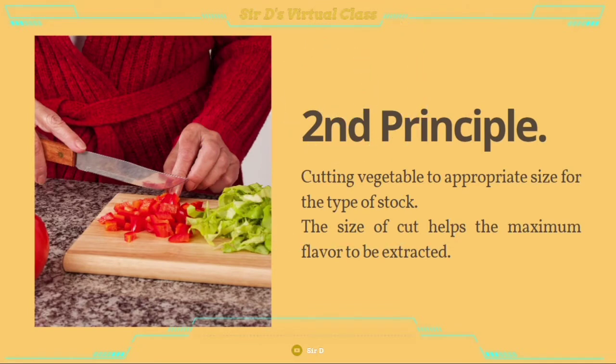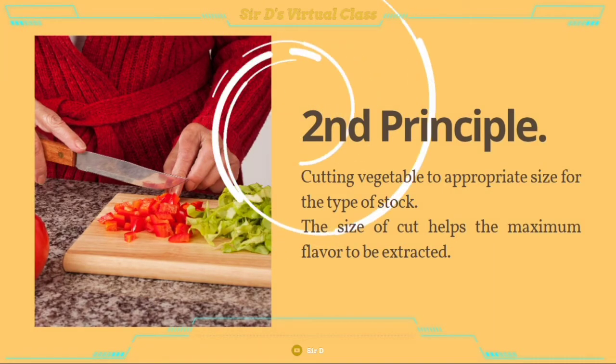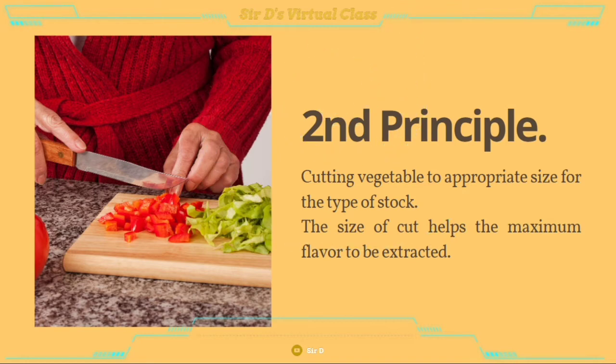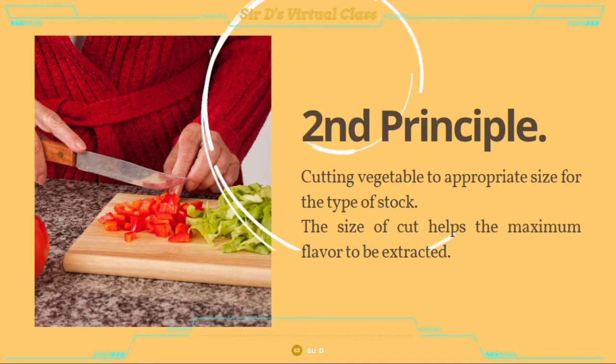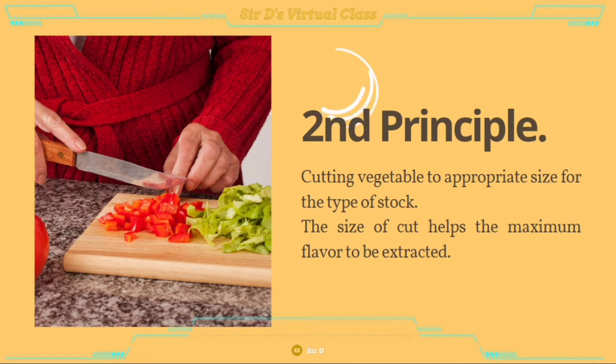Second principle, cutting vegetables to appropriate size for the type of stock. The size of cut helps the maximum flavor to be extracted. Let us say that you have a fish stock and it only simmers for a half hour or 30 minutes. So, cut some julienne strips about 1/4 inch thick, 2 to 3 inches long. That would suffice in improving the flavor of the soup.